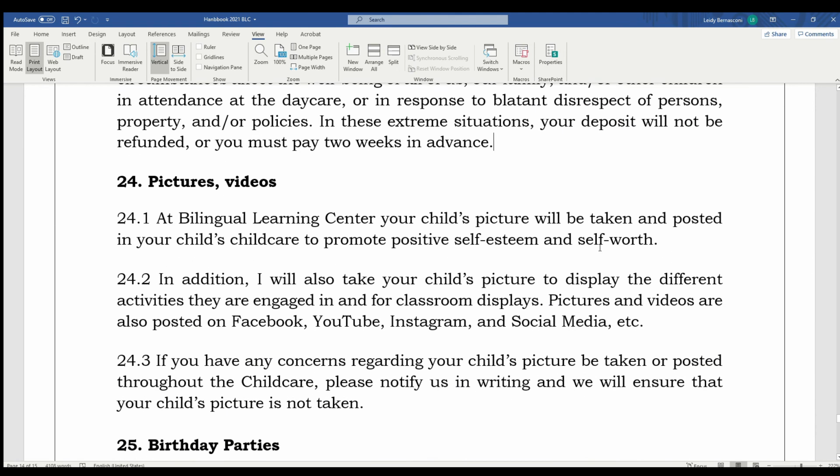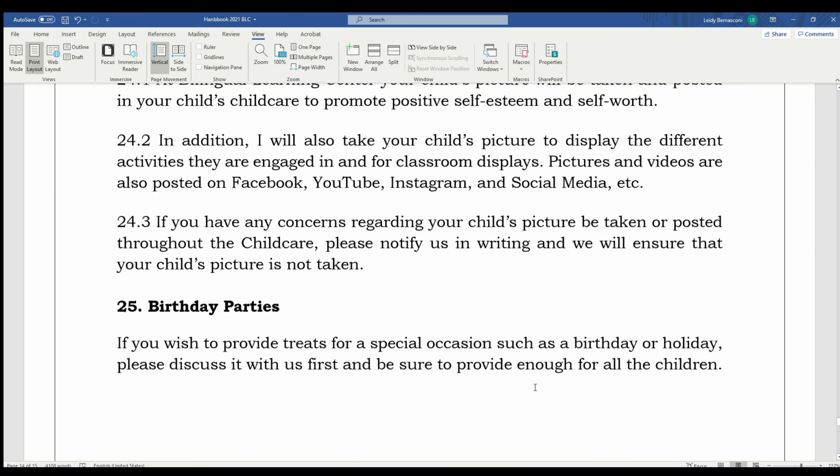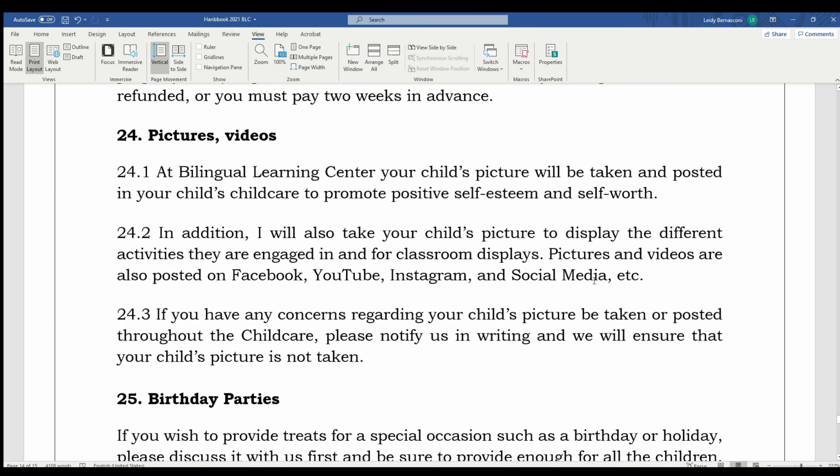Pictures and videos. I'm always taking pictures, I'm always making videos. I have a different YouTube channel just for my families, and I always have the permission of the families because they know that I have different YouTube channels. I have Instagram, Facebook, and I also do a lot of different activities in my community, so I always have with me my album with pictures and banners, etc., with the pictures of the kids.